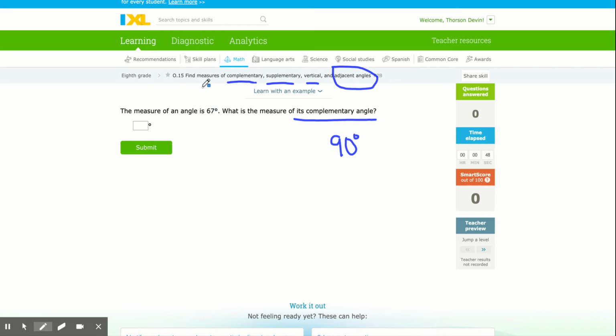So it gives us one angle measure of 67. We need to find another angle measure that when I add it to 67 will sum to 90. Well, that's going to be 23. Or in other words, what's 90 minus 67? 23. So the angle measure is 23. That's complementary to 67.